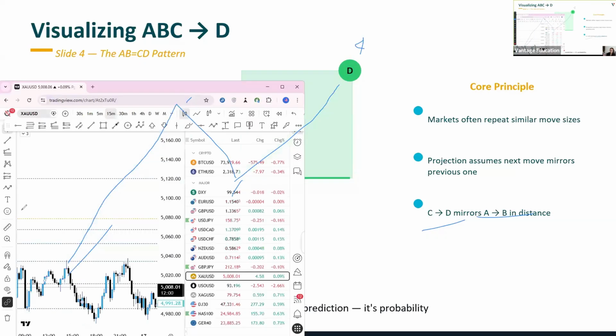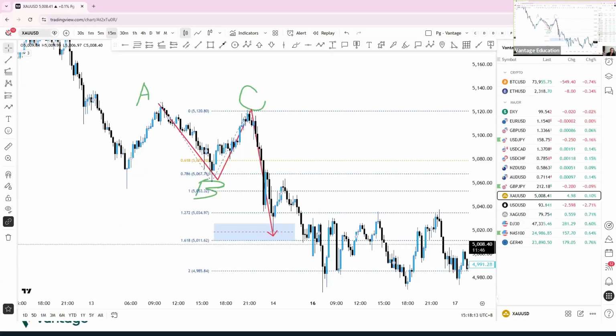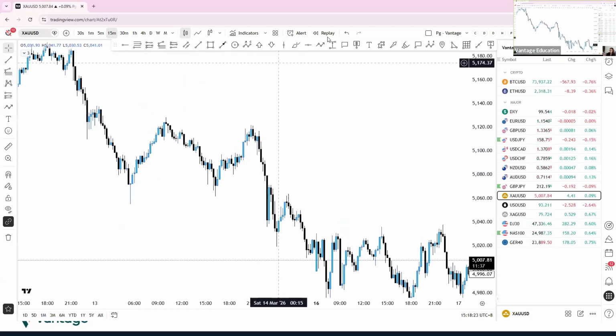If C retraces 61.8%, what is D going to look like? D is going to end with what number? You guys still remember?